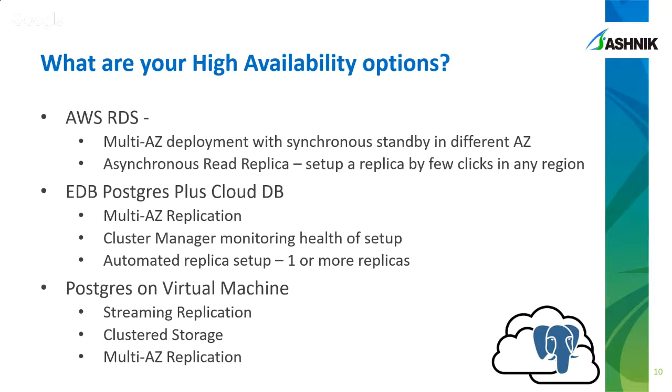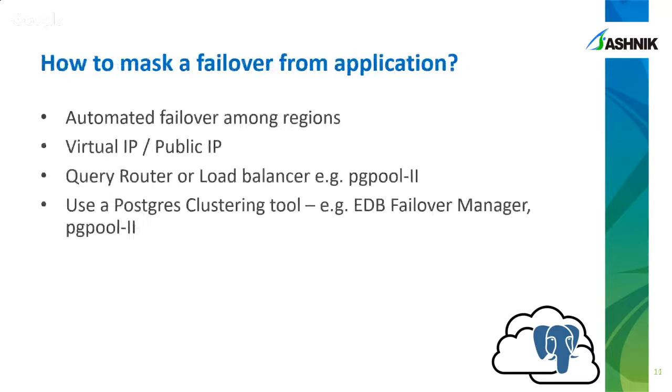You can also set up Postgres on a virtual machine, like we discussed, on an EC2 virtual machine in Amazon Cloud. And to achieve high availability, you can use streaming replication to have redundancy of the system. You can use clustered storage. You can use multi-AZ replication there as well. That again would be storage level mirroring that you can use along with EBS.